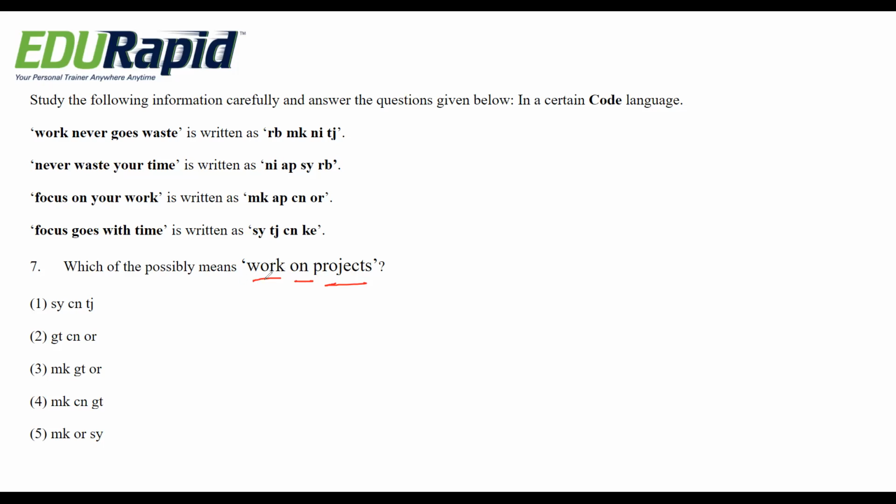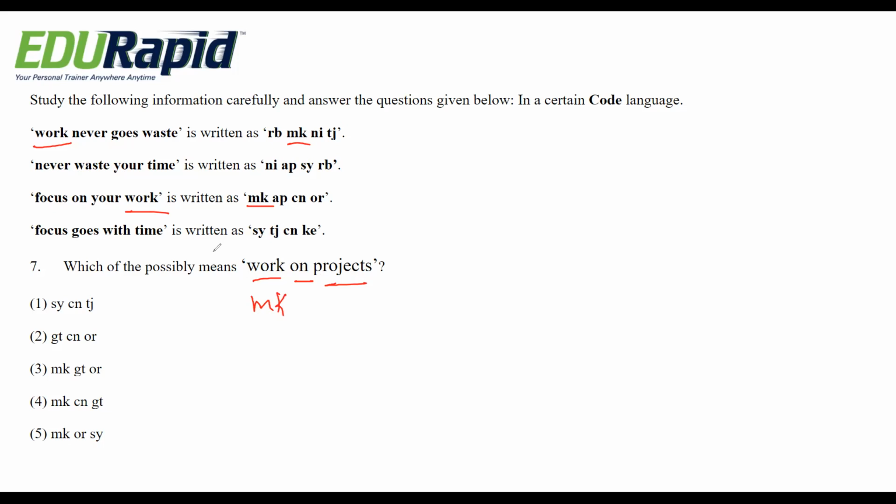Let me see for the term work. In the first sentence, work is present. And in the third sentence, work is present. In the second and fourth, it is not present. Let me check by comparing the first and the third sentences. RB is not there in the third. MK is present in the third one. So for work, it is MK.